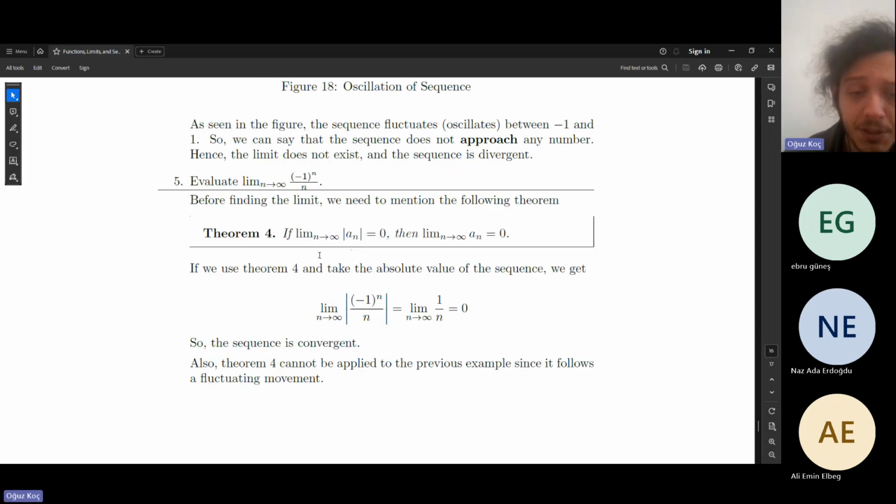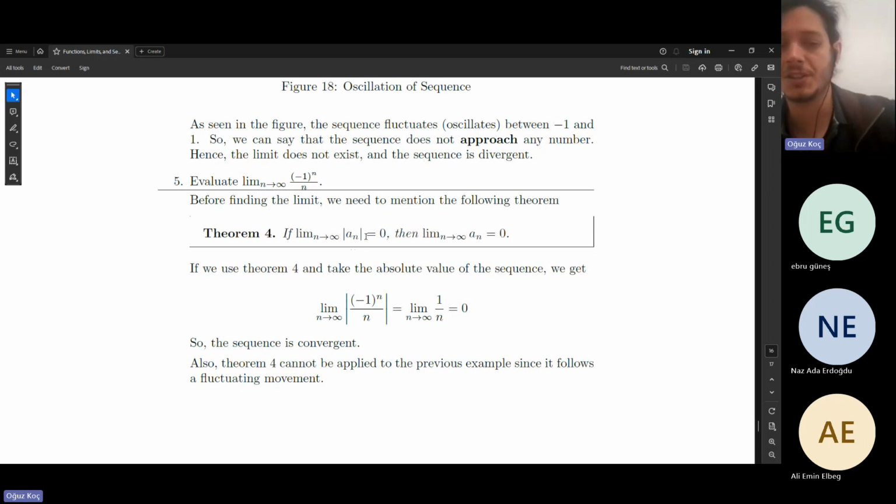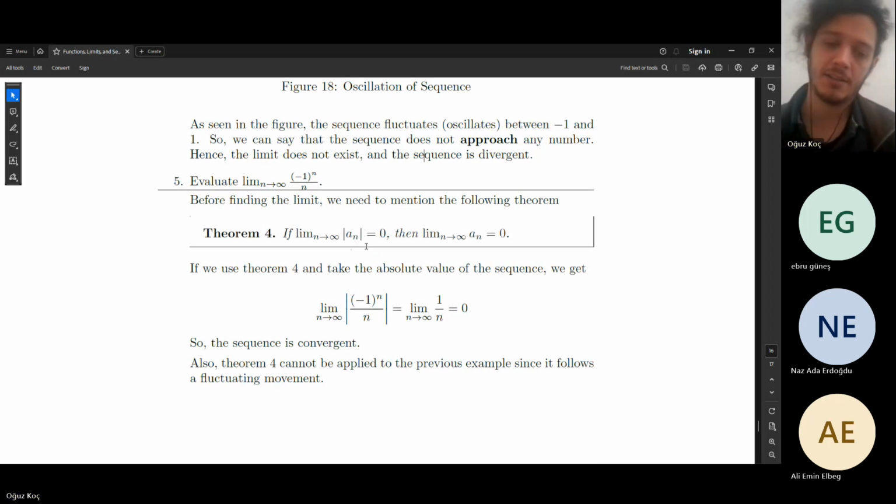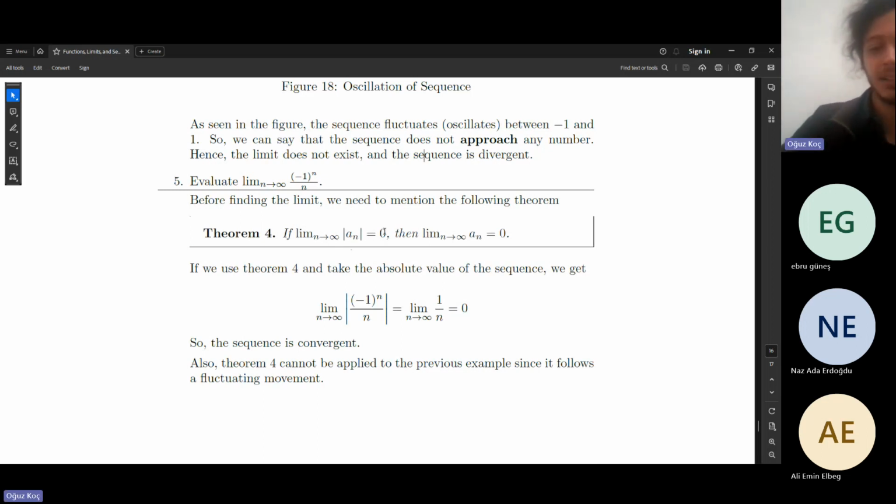The theorem says that if the limit of the sequence of the absolute value of an, when n goes to infinity, is equal to 0, then we say that the sequence an without absolute value also goes to 0. If the sequence in absolute value goes to 0, then an without absolute value also goes to 0.